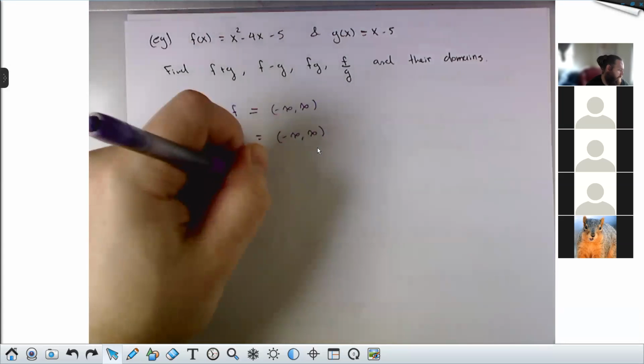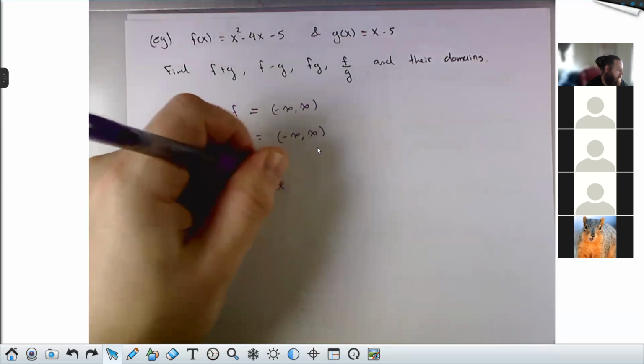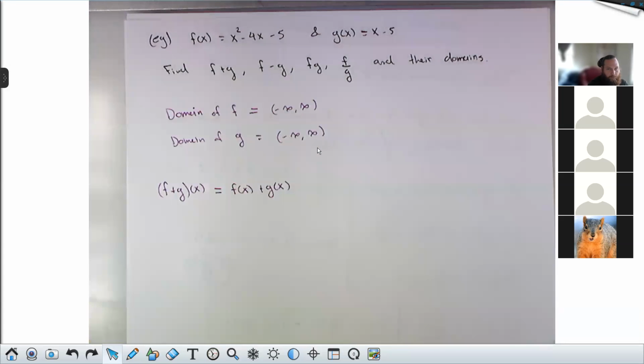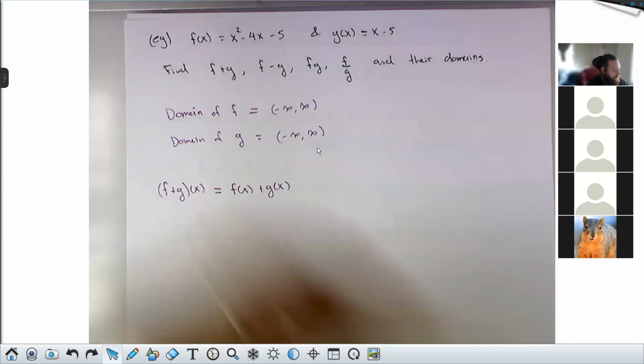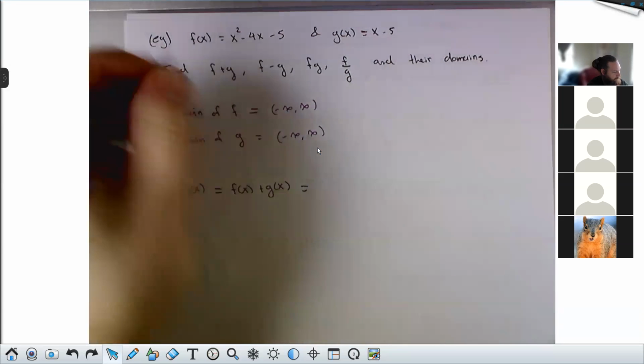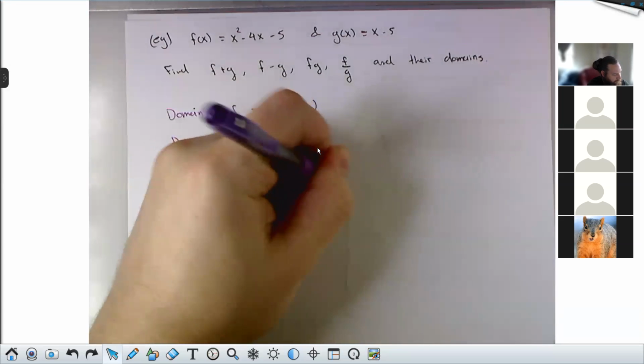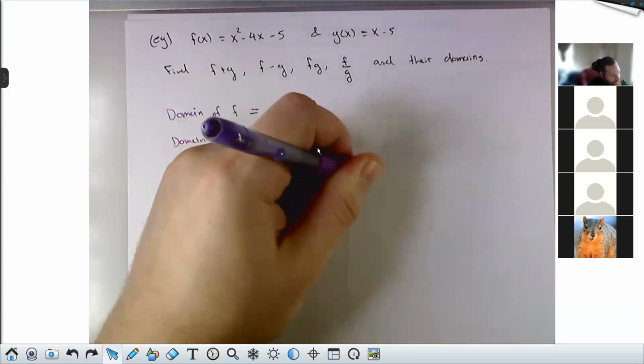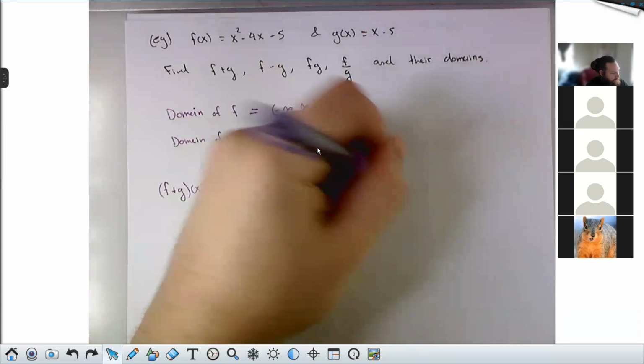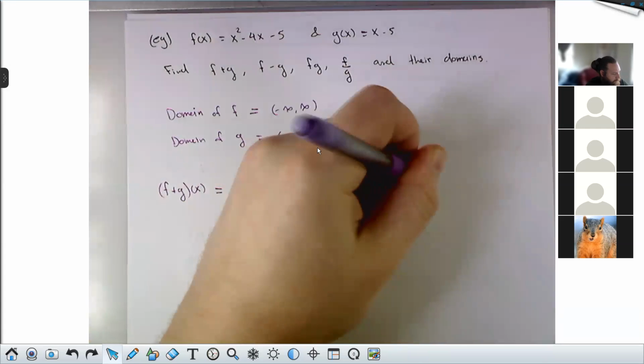As long as you do this, everything is going to feel easy, I promise. So every time you're asked to compute one of these combinations of functions, start by writing down the rule. All right, what is f of x? Well, it's x squared minus 4x minus 5. And I want to add to that g of x, which is x minus 5.